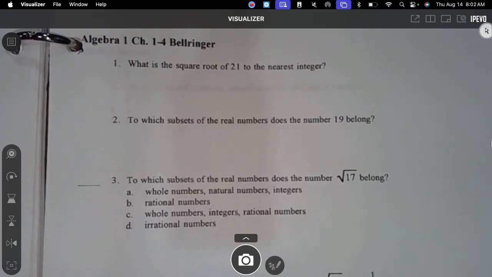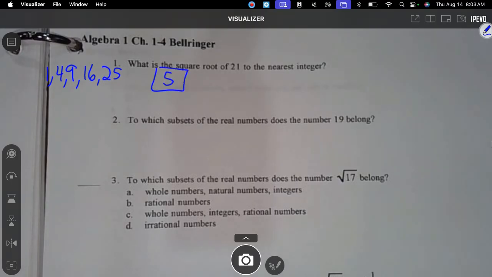Does everybody understand that perfect squares are numbers like, let me write them down. Perfect squares are 1, 4, 9, 16, 25. 1 times 1, 2 times 2, 3 times 3, 4 times 4. Those are perfect squares. Which one of these is closer to 21, 16 or 25? 25. What's the square root of 25? 5. Now, that's without the calculator.